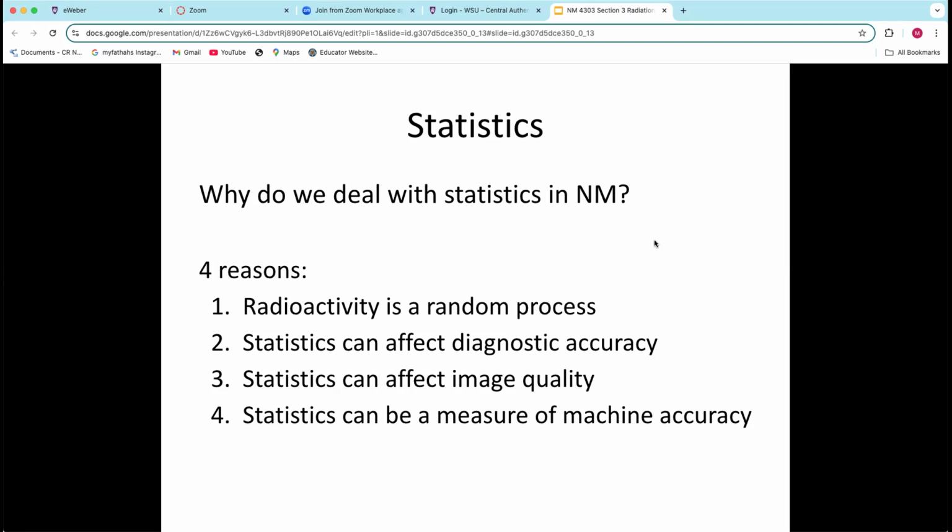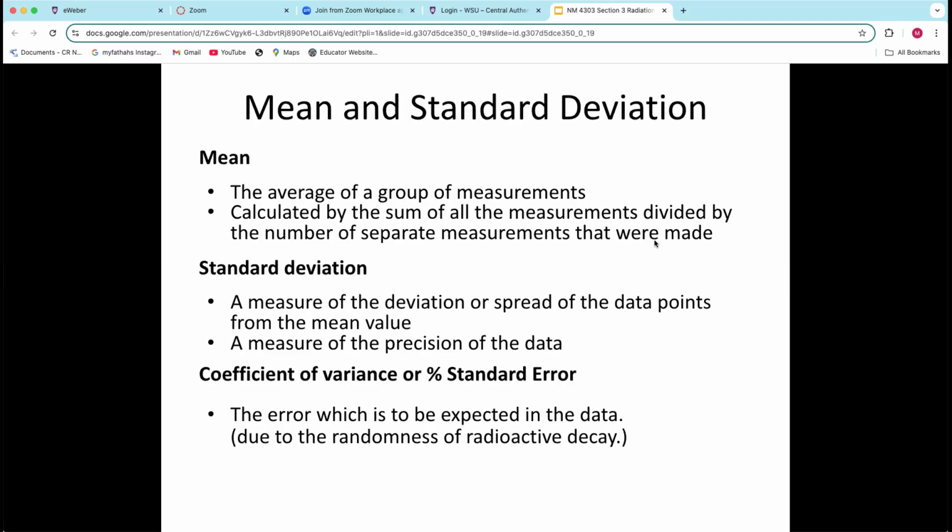So the second one is statistics can affect diagnostic accuracy, and we'll show you why that's the case. Statistics can also affect image quality because, again, we have to guarantee we have enough counts to make an image and the quality of the image. And then statistics are also used to measure machine accuracy, right? The only way we can know our machine's accurate is if we gather enough statistics about how it's functioning, okay? And again, all of that is because nuke med is a random process. Radioactivity is random.